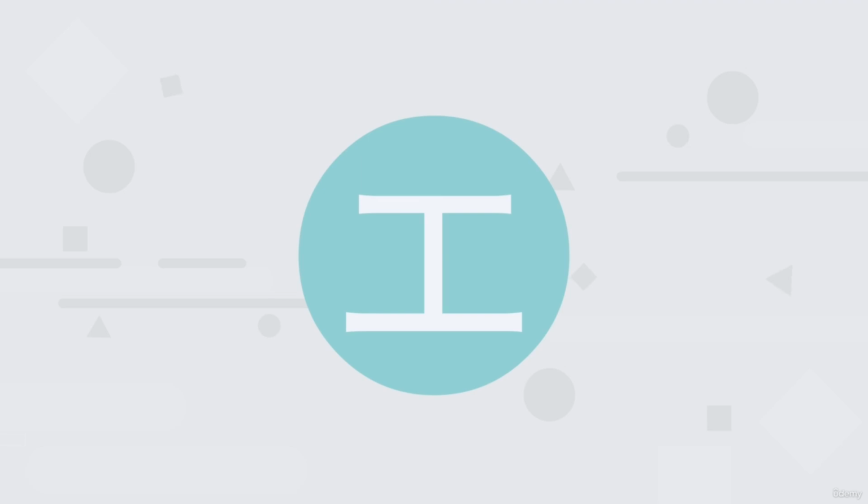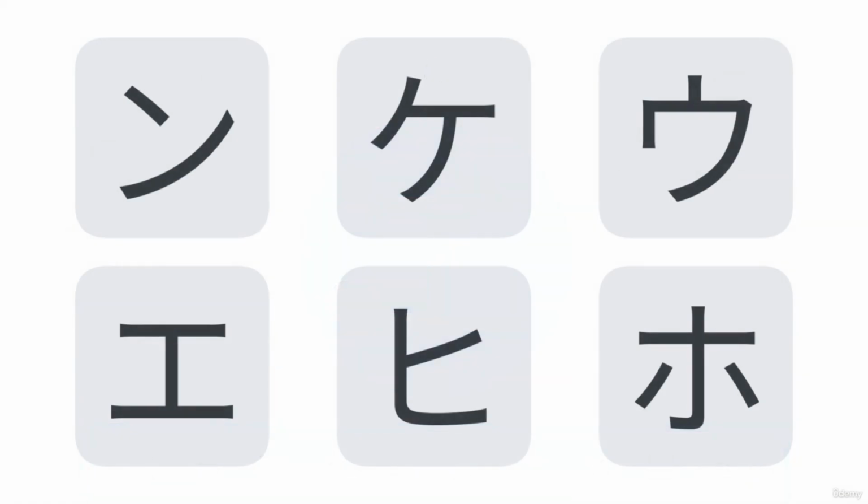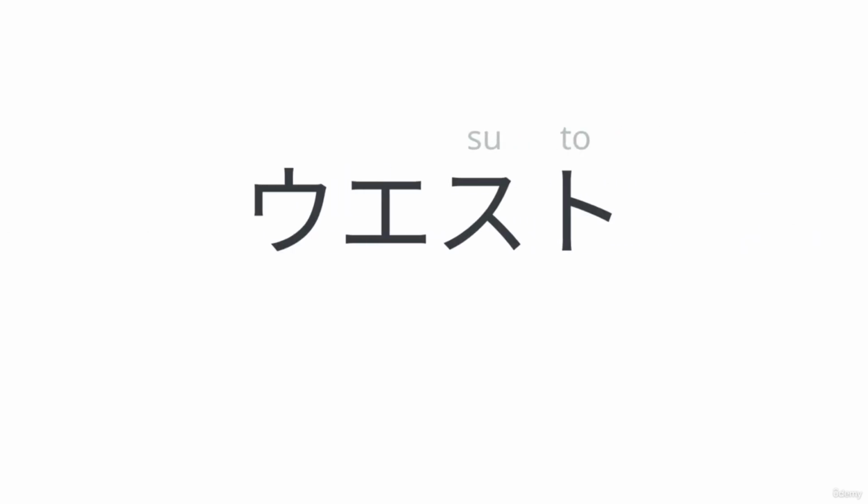The next character we'll learn is E. E. Which of these characters is E? E. Uesto.